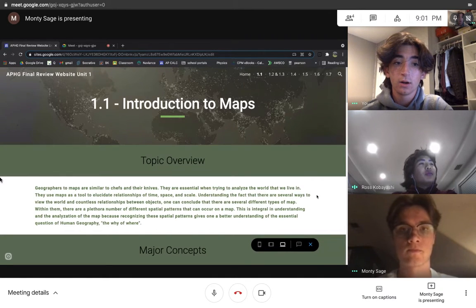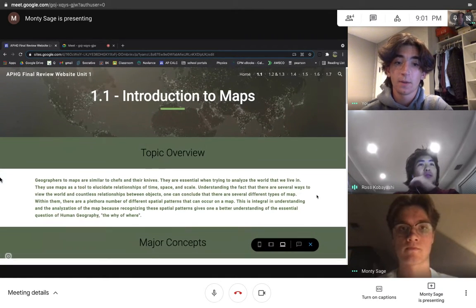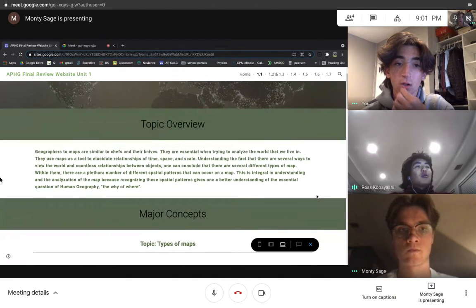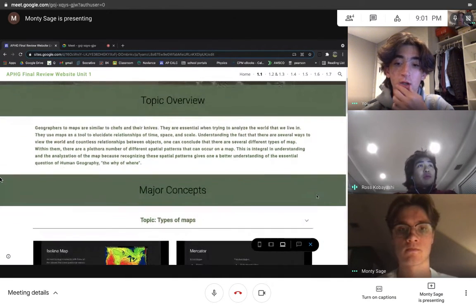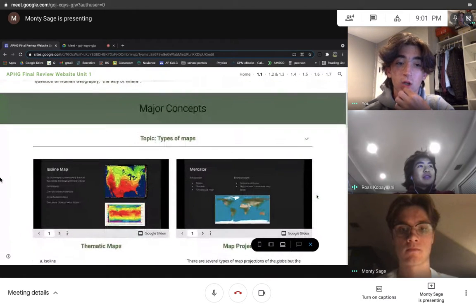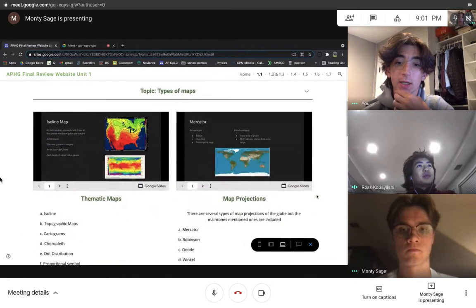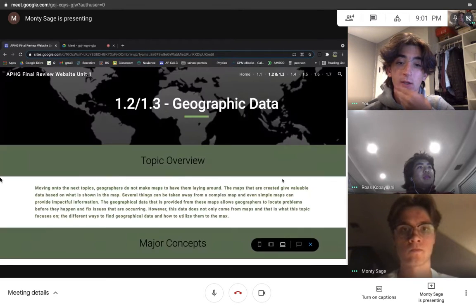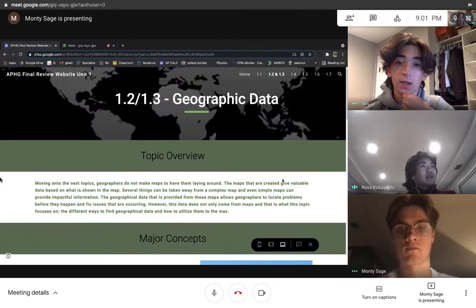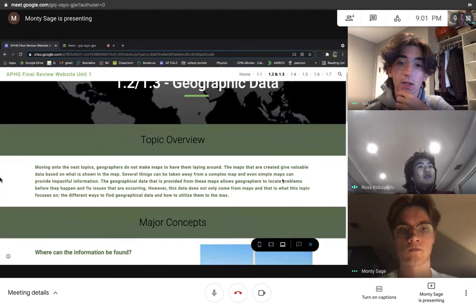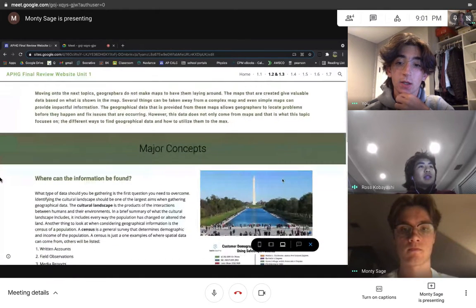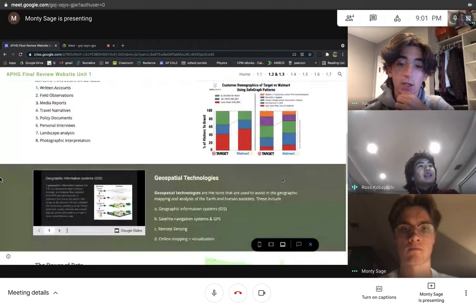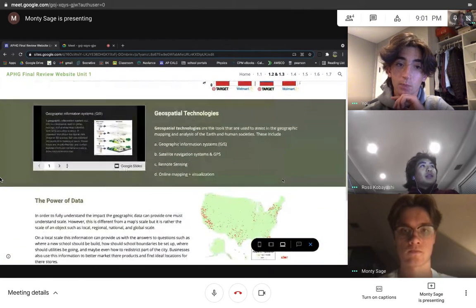All right, so Unit 1.1 is about learning about the maps and what they can do and all the different types. So the main topics in 1.1 are the projections, different types of projections, and the different types of maps you can use. In 1.2, 1.3, you can analyze these maps that you've created or observed, and you can really get in depth about the data that they provide and how to gather that data and how to use it to its full potential.